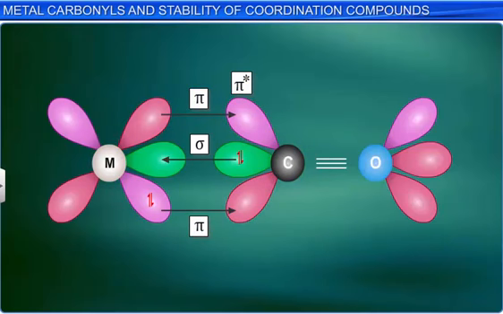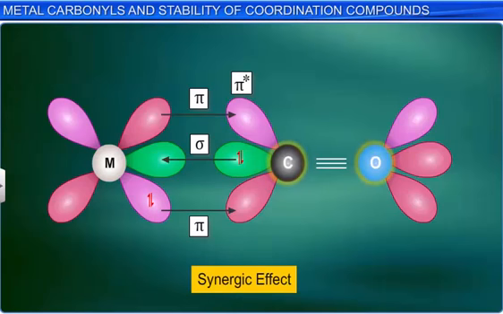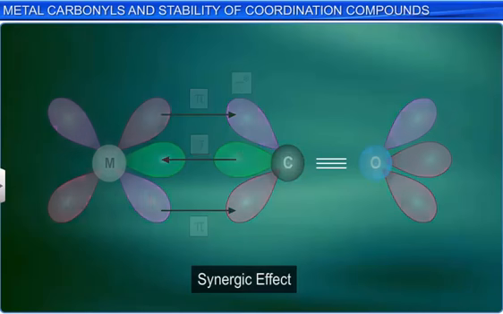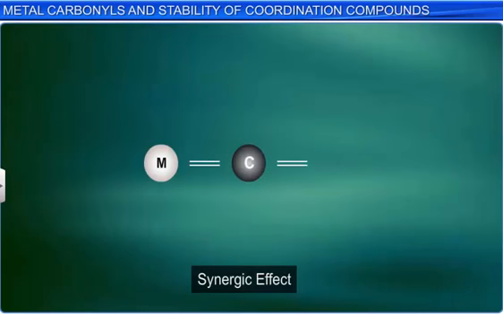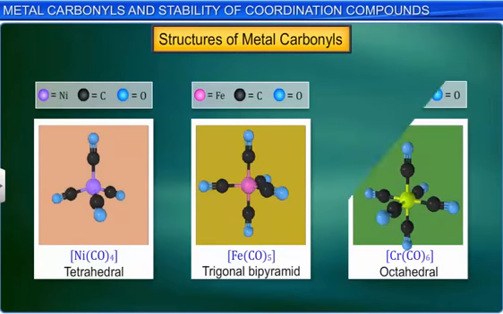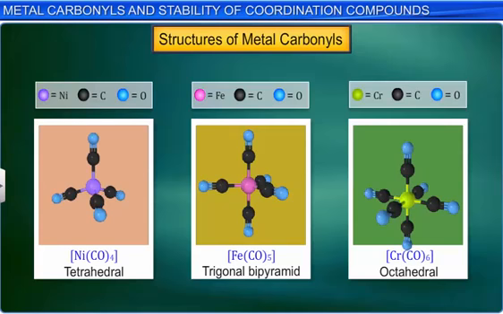Carbonyls have simple and well-defined structures. For example, tetracarbonyl nickel(0) is a tetrahedral molecule. Pentacarbonyl iron(0) is trigonal bipyramidal. And hexacarbonyl chromium(0) is octahedral.